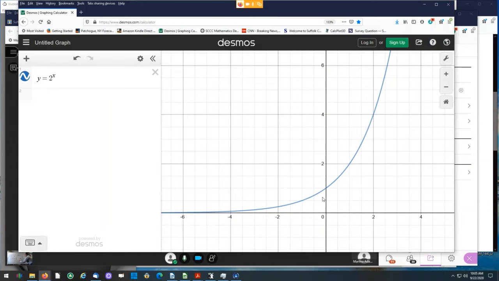2 to the negative 2 is 1 over 2 squared, which is 1/4. So when I go to the left of 0 on the number line, you can see what's happening here. It gets smaller and smaller and smaller. So there it is at negative 2. That's 1/4 of the way over here. And we just keep going down and down and down, etc.